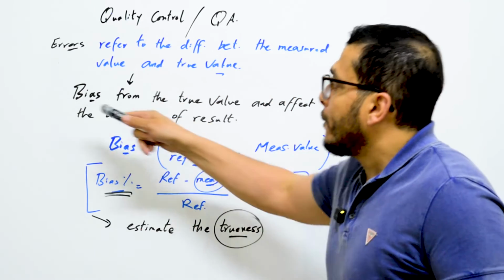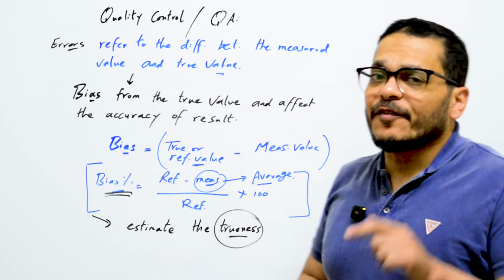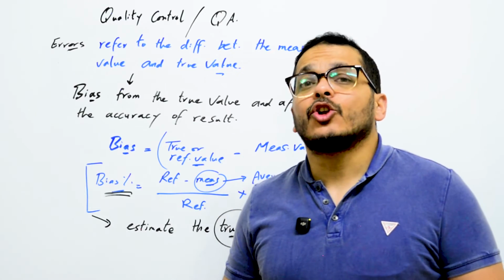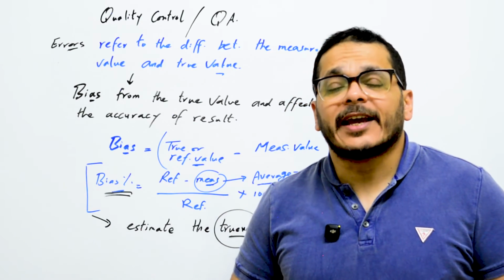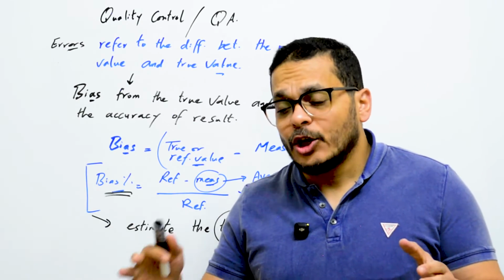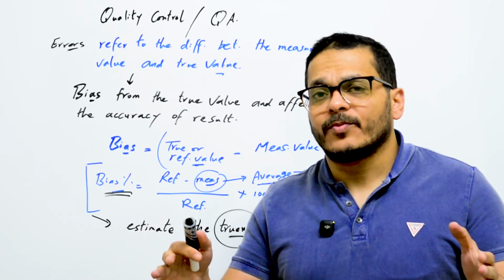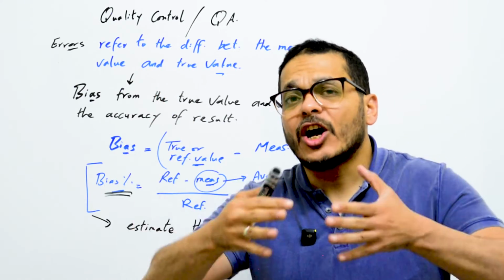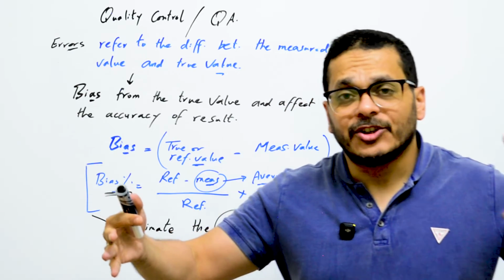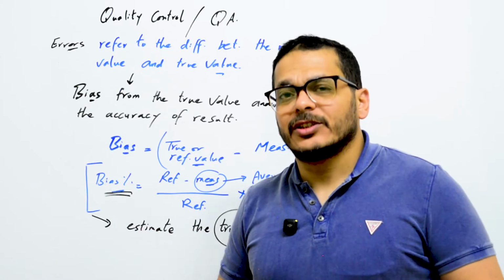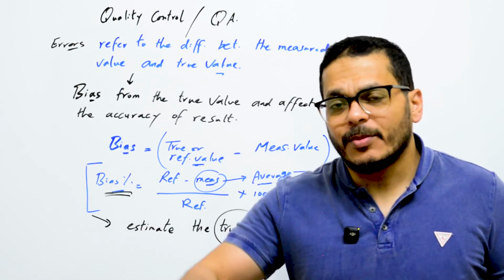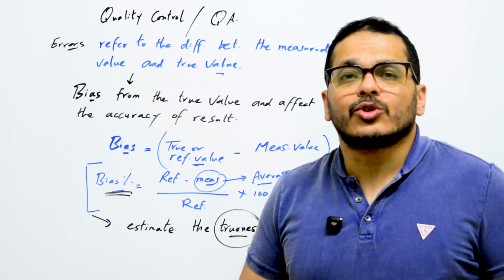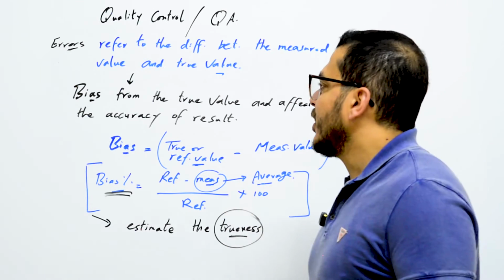So errors bias the results from the true value and affect their accuracy. If the errors are high, the accuracy will be low. As I explained before, accuracy is the closeness of results together and to the true value. If the errors are high, there will be a high bias between the real concentration and the measured value, and this bias will affect the accuracy of results. So the results will not be close to the true value, and accuracy will be low.